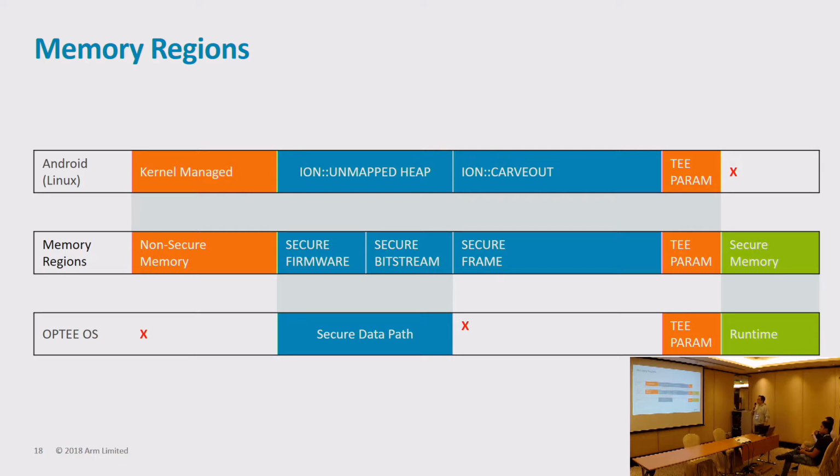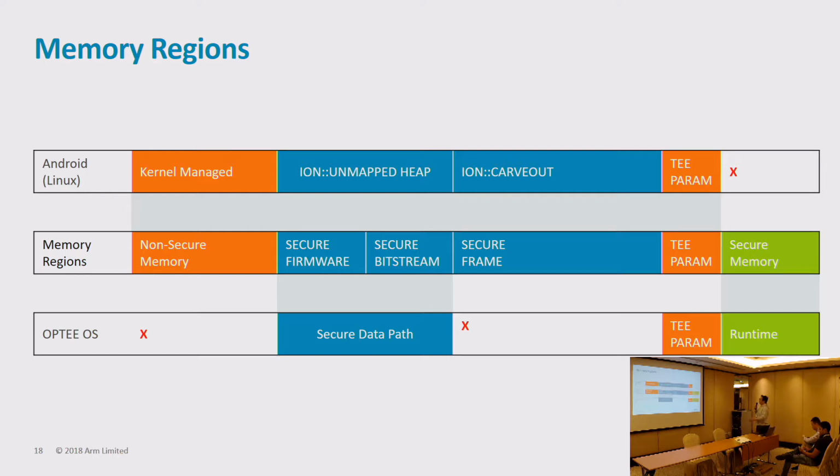And for the first part, non-secure memory is the general non-secure memory. We just leave Linux to manage it. And for the secure firmware and secure bitstream, because we have the TA running in OP-TEE OS to access it, we mapped it as an unmapped heap. Unmapped heap means that you can allocate the memory from this area, but you can never access it. It is protected by the TZMP.